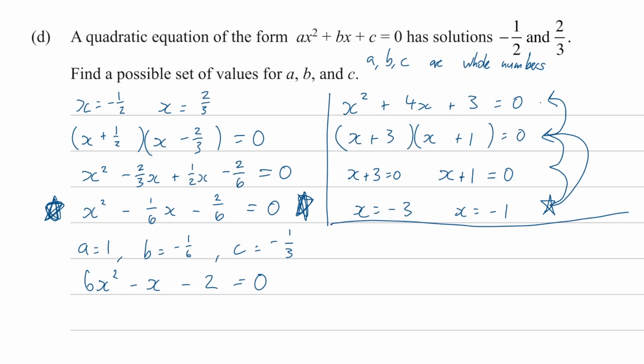It had fractions in it. I'm just extending the question a bit here, just saying, well, what if we weren't allowed fractions? But we were only allowed integers or whole numbers. We can then multiply it by the lowest common factor of 6 to give us 6x squared minus x minus 2 equals 0. And in this case, a would be 6, b would be -1, and c would be -2. And these are both valid solutions.